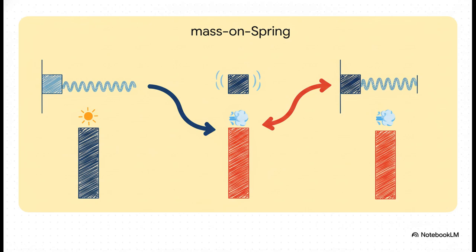Now, let's follow the energy. In a perfect world with no friction, the total energy in the system never changes. It just transforms from one type to another. So at the furthest points, when the block has stopped for an instant, all the energy is potential energy, stored up in that stretched or compressed spring. Then, as the block comes rushing back through the center, all that potential energy gets converted into kinetic energy, the energy of motion. It's this continuous, beautiful trade-off that just keeps the whole cycle going.